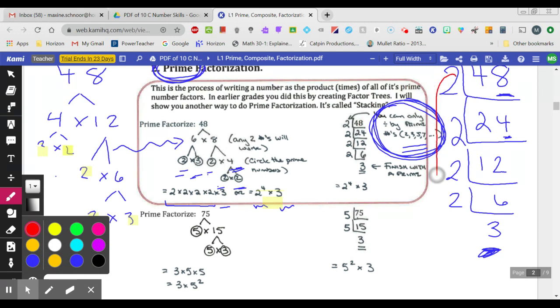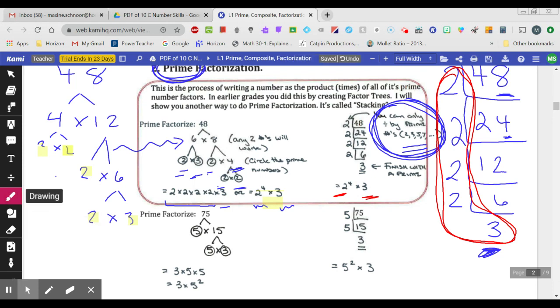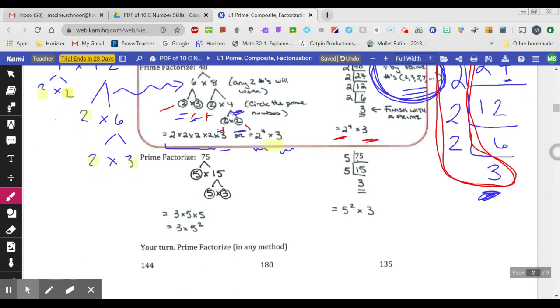Okay, so we've got 2 times 2 times 2 times 2 times 3. See how it kind of forms in a straight line there? So I've got 4 2's and I've got a 3. Okay, so I quite like stacking. My main thing against factor trees is quite often kids lose the numbers. They lose those prime numbers somewhere in their tree. But again, it's pure preference.